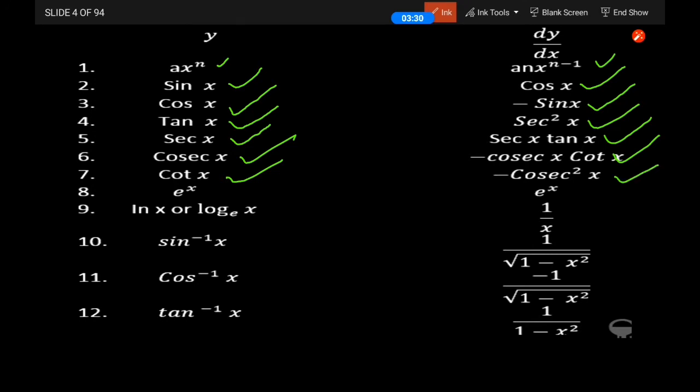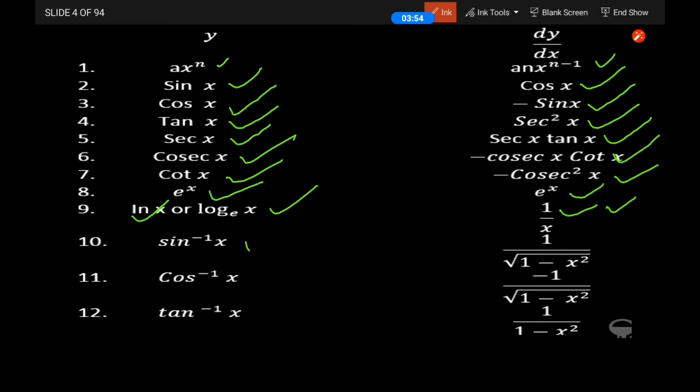Now look at the way it's going. If I differentiate e raised to power x, it's very common, I'll be getting e raised to power x again. Now look at this. If I differentiate ln x, I'll be getting 1 over x. ln x is the same thing as log x to base e. You'll be getting 1 over x too.